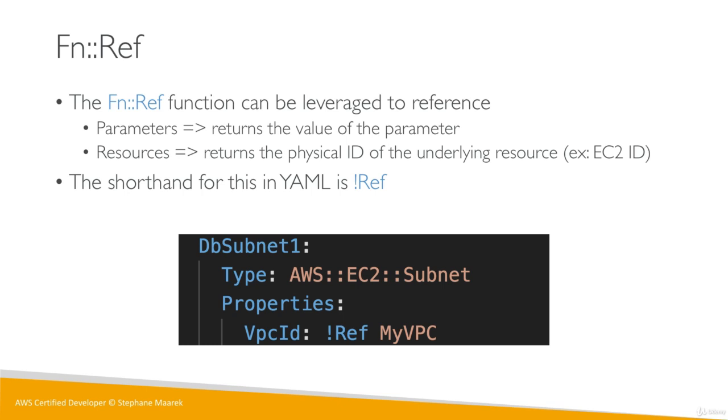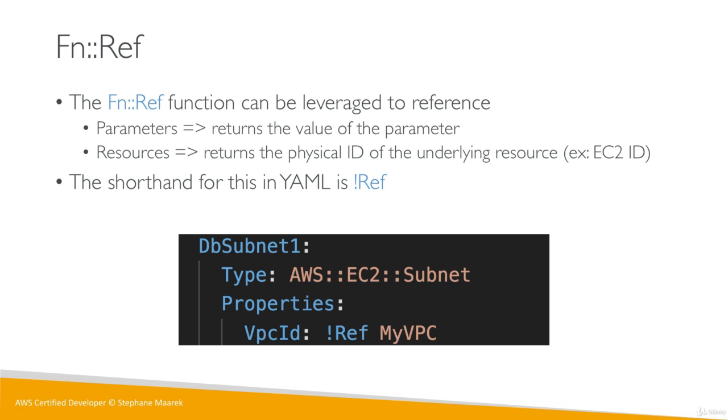So here's a quick example. We create a subnet, and for the property VPC ID, we reference the VPC that was created from before. And so what we get out of it is the VPC ID. As I said, when you reference a resource, it returns the physical ID. So super important to know.